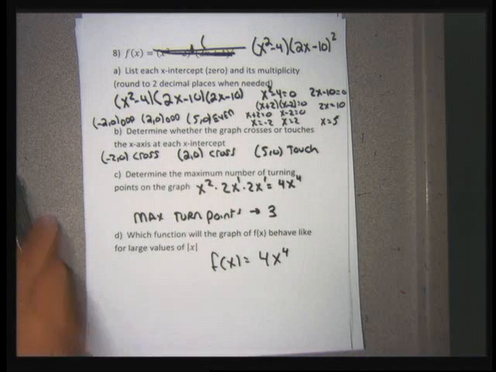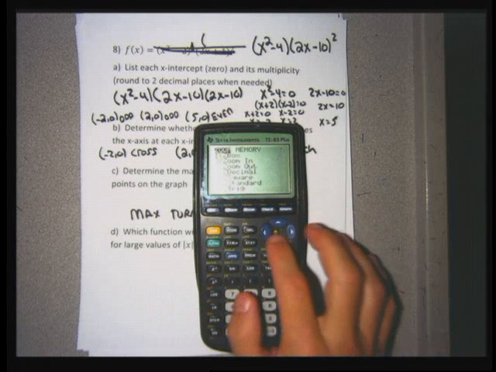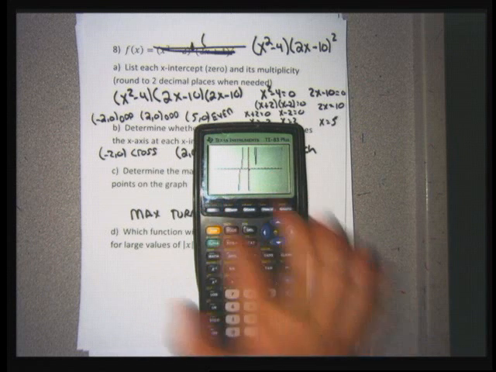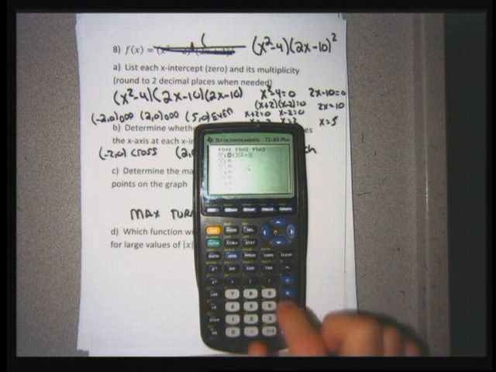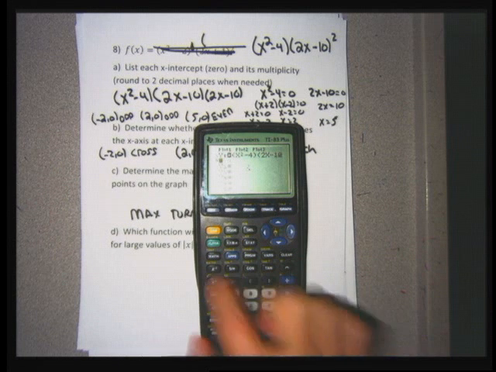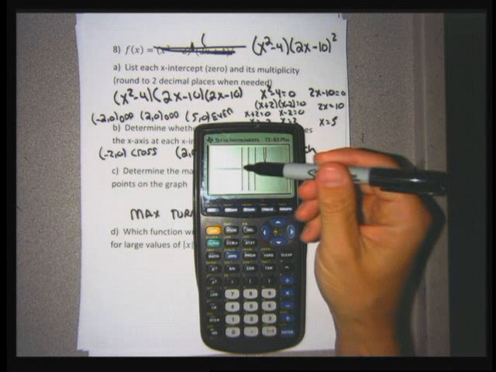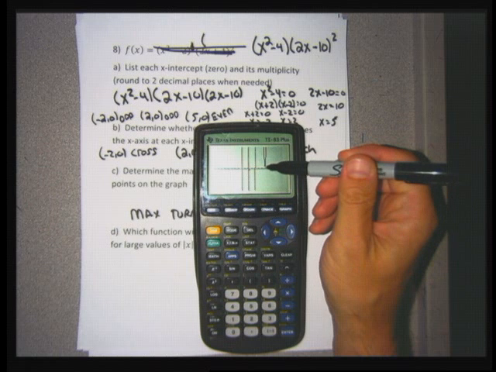So now I'm going to graph this, probably with just a nice standard window. Go back to the zoom standard. Hopefully that window is suitable, but it may or may not be. So I'm going to go y equals clear, and then do parentheses x squared minus 4, and then parentheses 2x minus 10 squared. Hit my graph button. Hopefully I see a nice graph. I can see good things here. I can see that it crosses at -2. I can see that it crosses at +2. And I can see that it touches at 5, but the window's not suitable to see.